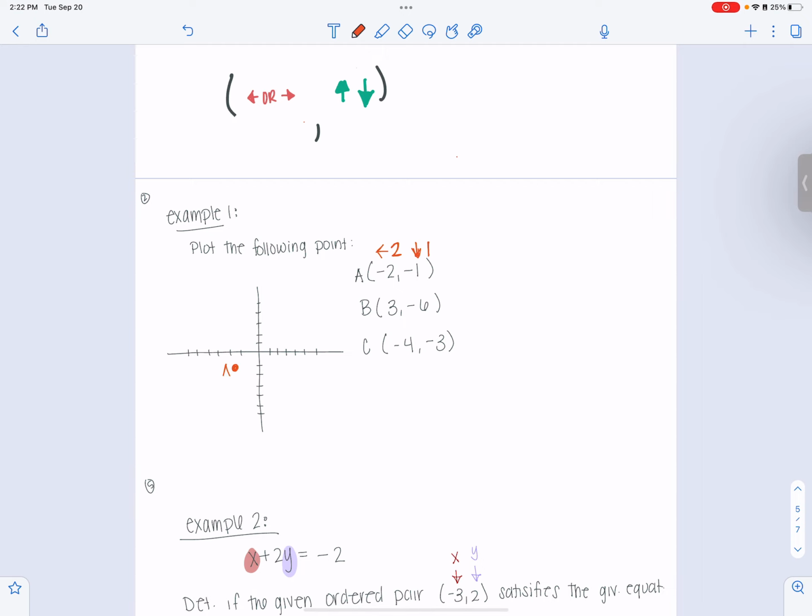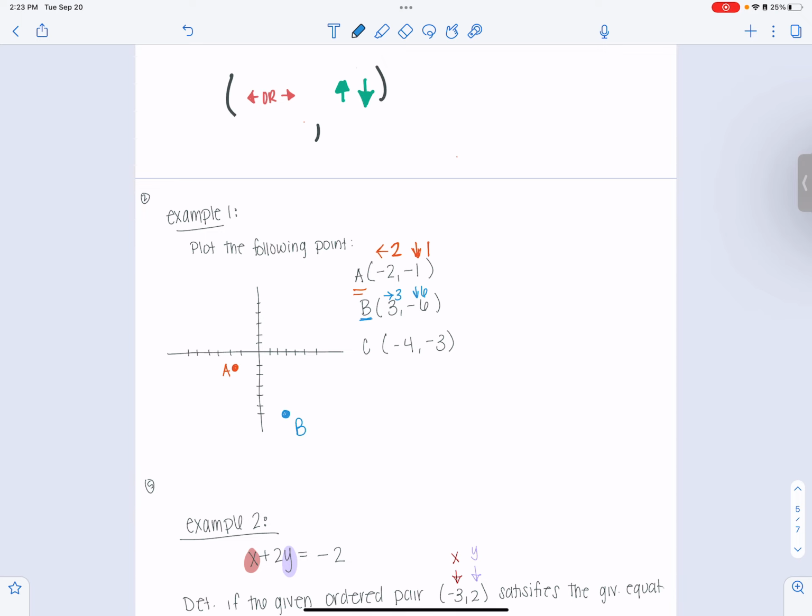So I'm going to move left 2, down 1, put a dot. And then I'm going to call that point A because that's what they called it. All right, B, I've got (3, -6). So I'm going to move right 3, down 6. So right 3, 1, 2, 3, down 6, 1, 2, 3, 4, 5, 6. And I'm going to call that point B because that's what they said it was.